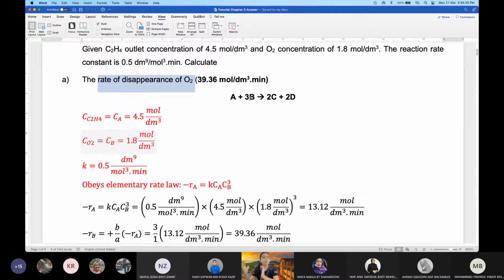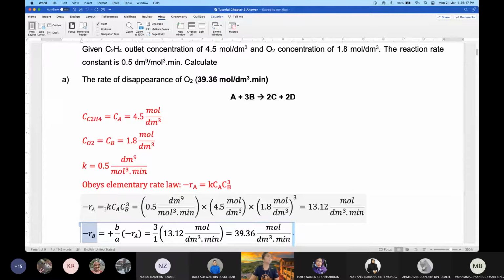Okay, so again, kenapa minus RB? Soalan tu nak minus RB. Kenapa? Sebab soalan nak rate of disappearance of oxygen gas. Our oxygen gas is our B. So dia nak minus RB. Okay, so kalau kamu ingat sebelum ni, saya dah pernah ajar kamu. Okay, if ever you want to find the rate of any other species, tak kisahlah rate of formation ke, rate of disappearance ke, asalkan dia spesies lain selain daripada A, you have to first find minus RA.